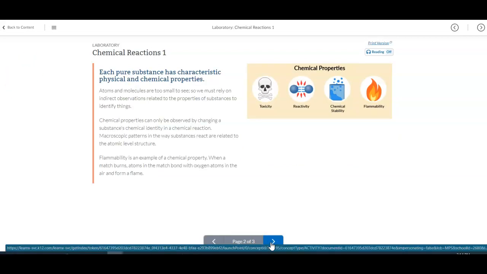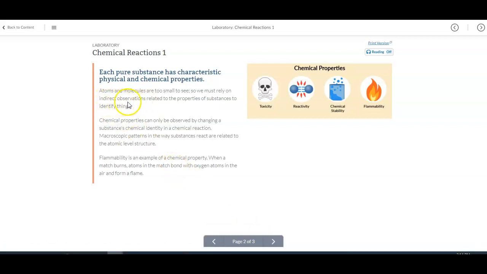And if you remember back to the Unit 2 lab, we talked a little bit about indirect observations, and we used physical properties in that lab. We looked at the density of the unknown metal to figure out the metal. In this lab, we're going to look at the indirect observations related to chemical properties of a substance to identify something. So remember, we're trying to figure out what is produced in our chemical reaction.